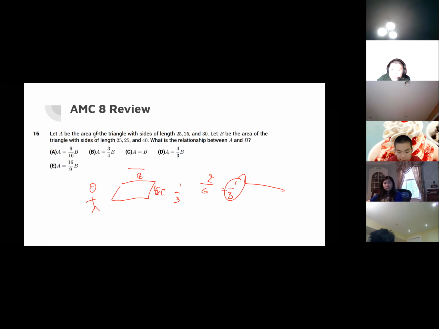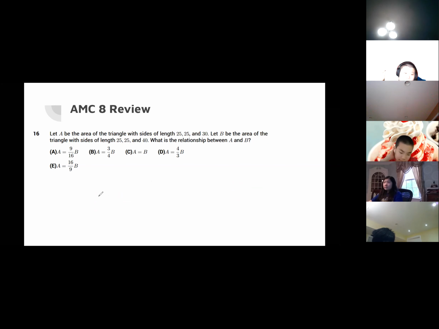So let A be the area of the triangle with sides of length 25, 25, and 30. Let B be the area of the triangle with sides of length 25, 25, and 40. What is the relationship between A and B? This is one of the more complex problems in the set, and the way you want to do it is as follows.